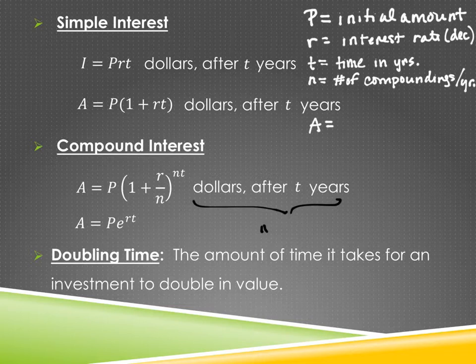A is the final amount after whatever time frame you're looking at. So maybe it's the amount that you have in 5 years. Or maybe it's the amount you'll end up paying in 5 years as you pay off that car loan. And then that I from the very first equation is actually your amount of interest.